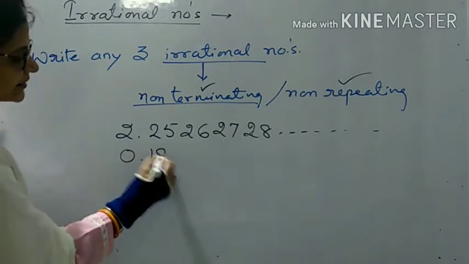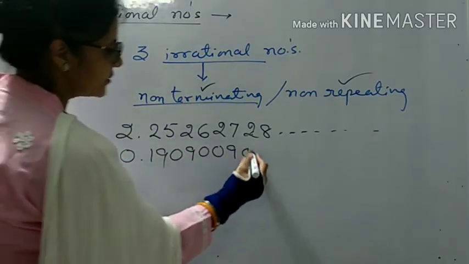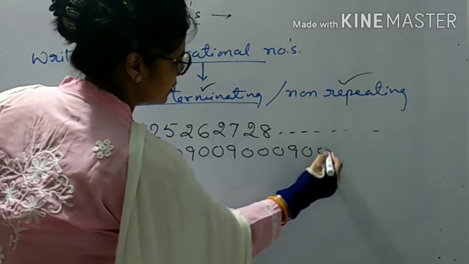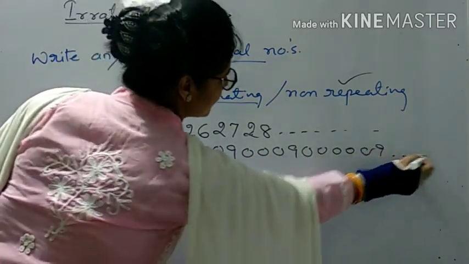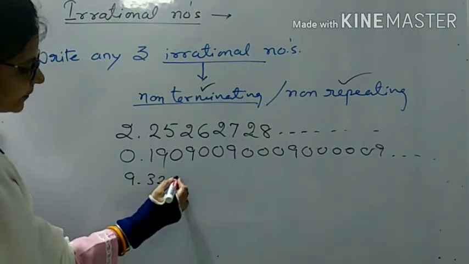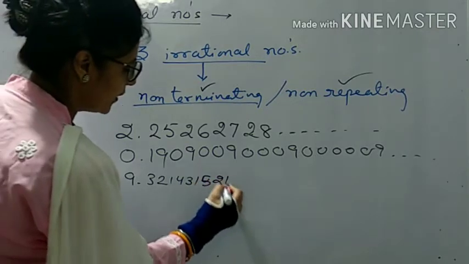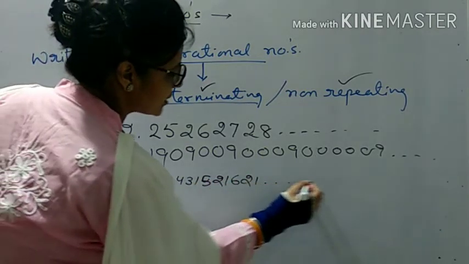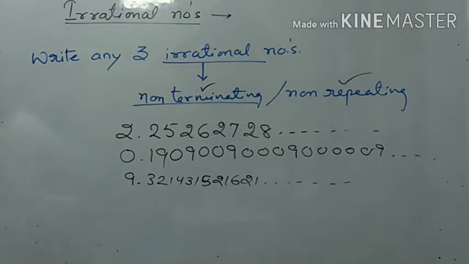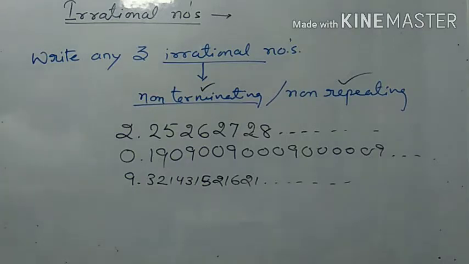We can write any example, 1.909009000900009 and so on. Or we can write 9.321431521621 and so on. So these numbers are irrational numbers and hence they have a decimal representation which is non-terminating, non-repeating.